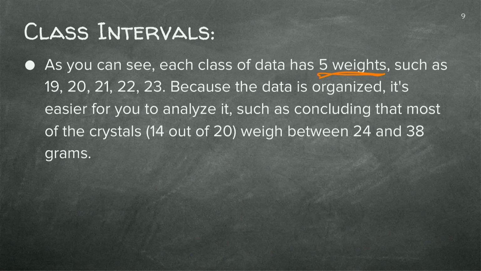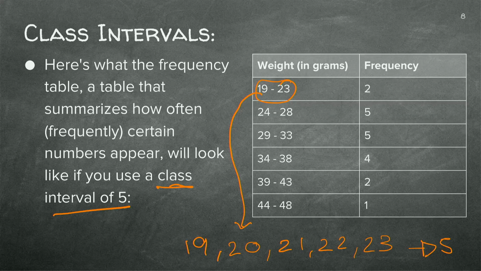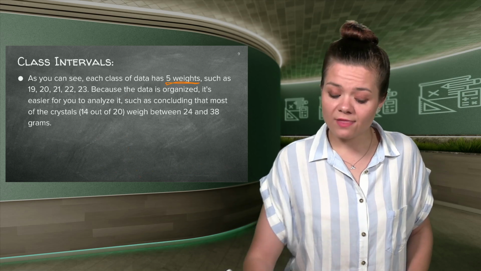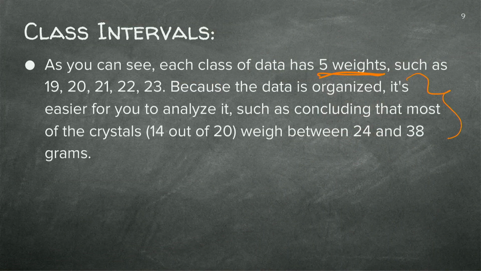And now we can look at the frequencies. In this group, we had 2. In this group, we had 5. And then 5, 4, 2, 1. If we continue looking at the frequencies per group, what does this show us? Well, this part is very important. Because the data is organized, you can see the following things clearly.